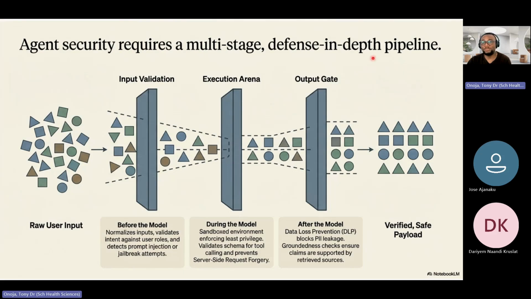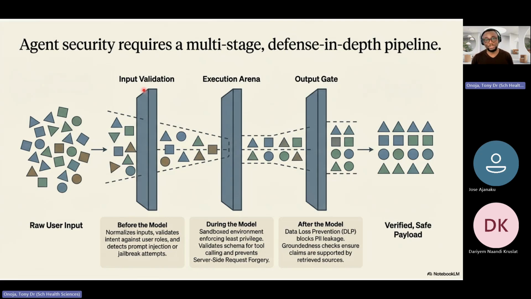It requires a multi-stage defense-in-depth pipeline. Now, you need to understand that because of the autonomous part of this agent, you need to be very, very careful because this can become vulnerable. There's what we call prompt injection. It means that somebody can easily manipulate the agent to serve their malicious purposes. So because of that, you need to put security in place.